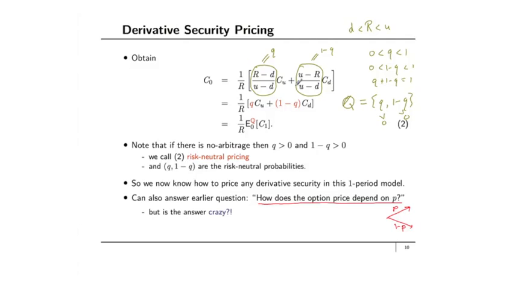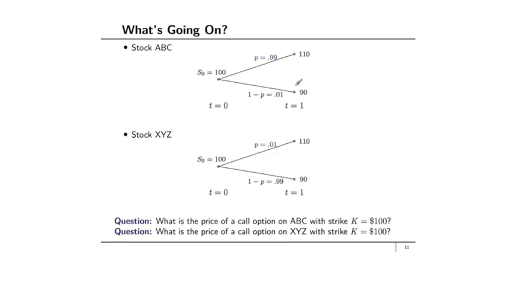And this seems to be a crazy situation. Just to see how crazy it is, consider the following situation. Consider two different securities, stock ABC and stock XYZ. We're going to assume that each stock follows a one-period binomial model. Both stocks start off with the same initial price, $100. At time t equals 1, the first stock can either climb to $110 or fall to $90, and it's the exact same for stock XYZ. The only difference between the two is that the true probability of stock ABC going up is 0.99, whereas for stock XYZ, the true probability of the stock price going up is 0.01.